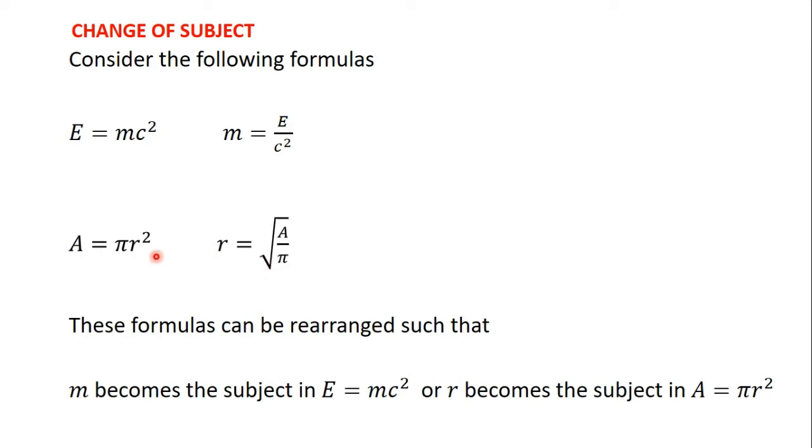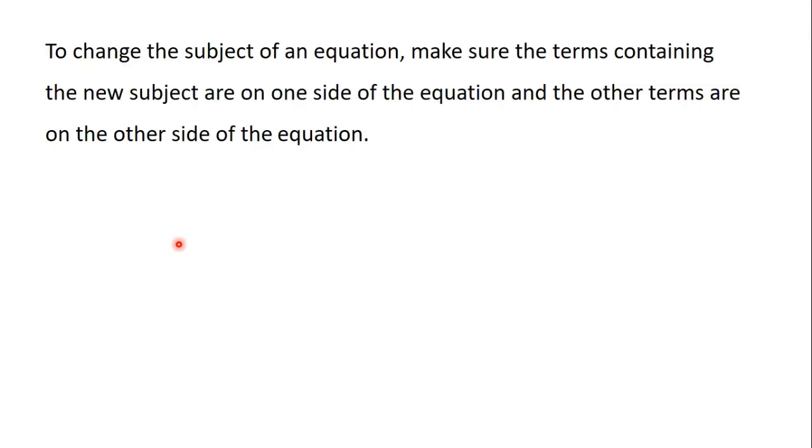If you change the subject from A to R, we are going to get R is equal to square root of A over pi. Don't worry if you don't know how to do this. That is what we are going to do in this series of videos. So here too, we've changed the subject from A to R. Now when we do this, we say that we have changed the subject of the formula or the equation. I hope you understand the concept of change of subjects for now. Now let's move on.